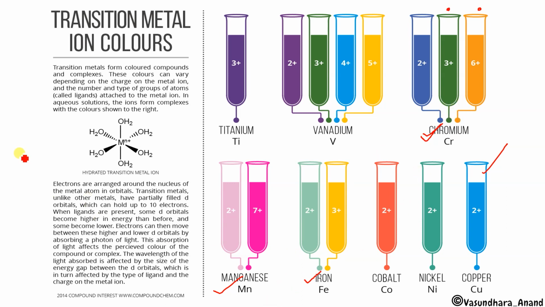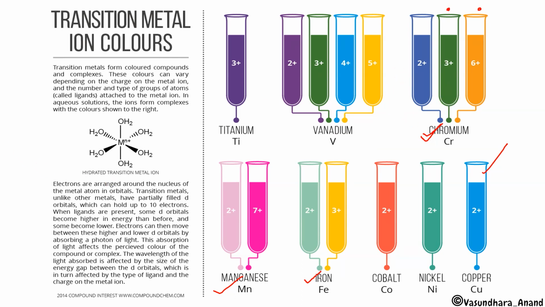Now let's do this. Transition metals form colored compounds and complexes. These colors can vary depending on the charge on the metal ion, that is, the oxidation state, as I have told you right now, and on the number and type of group of atoms, called ligands, attached to the metal ion. In aqueous solution, the ions form complexes with the colors shown to the right. These are the colors shown by the elements.